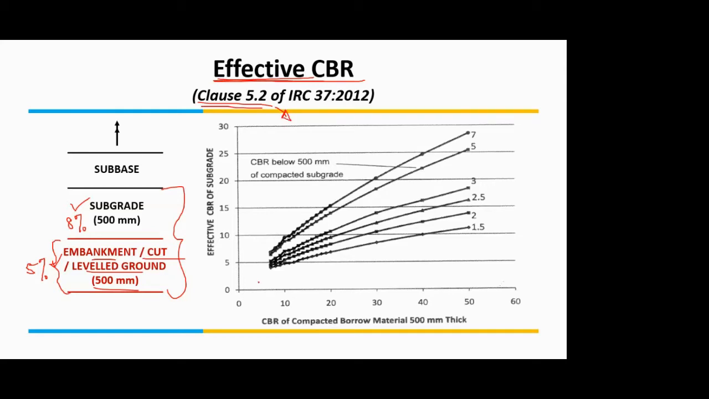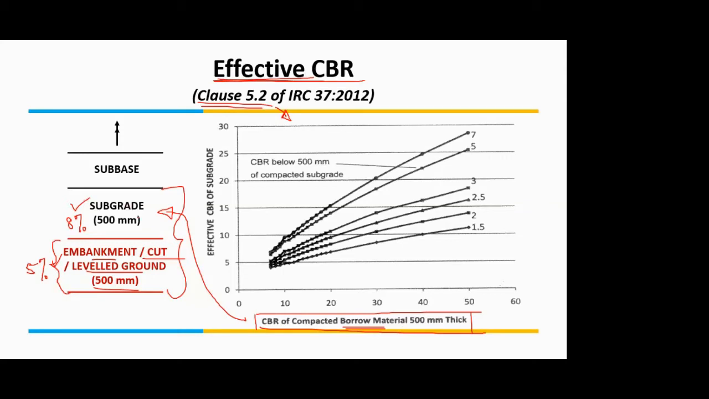Okay. So this graph they have shown on the x-axis, if you see, it's CBR of compacted borrow material 500 mm thick. Now this means the subgrade of 500 mm. So I told you it can be the material which is there on the site itself, or you need to borrow it from some adjoining areas. So considering that in most of the cases you have to borrow it from some adjoining area, they have given that as the x-axis.